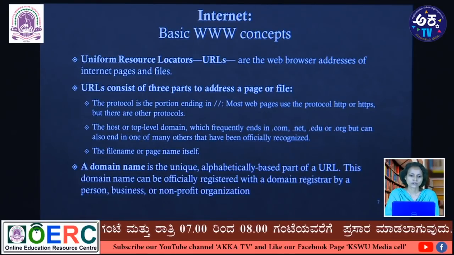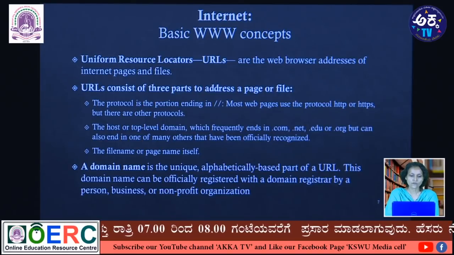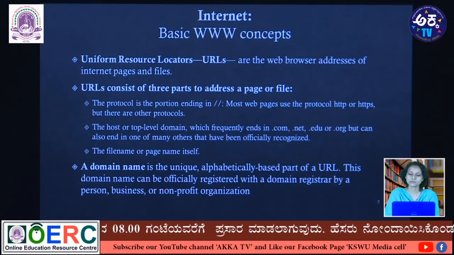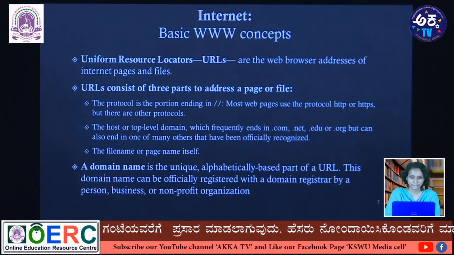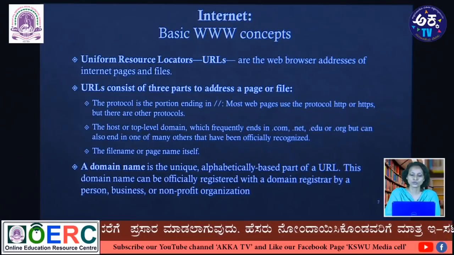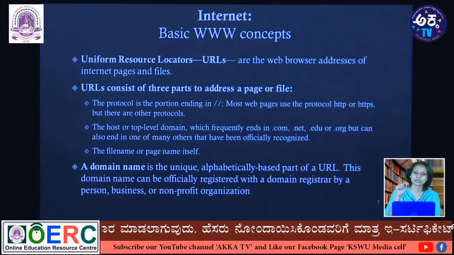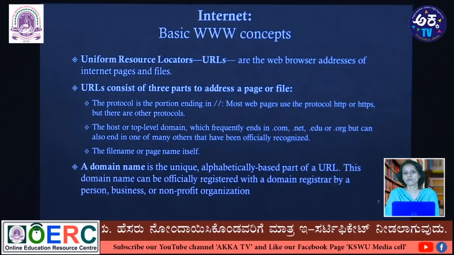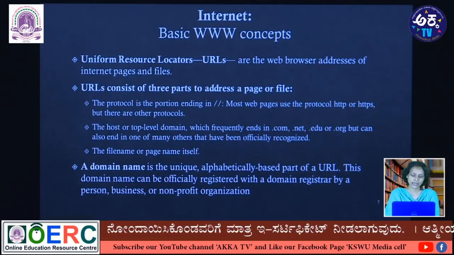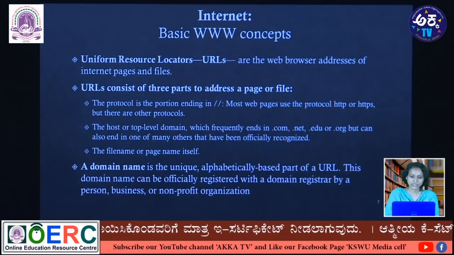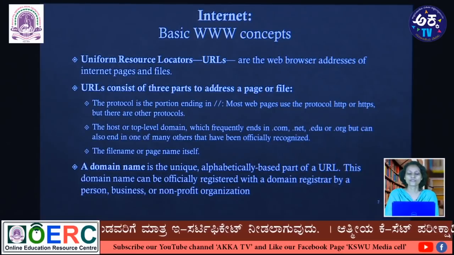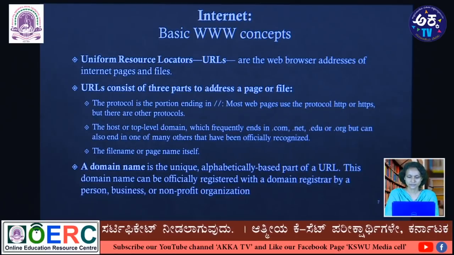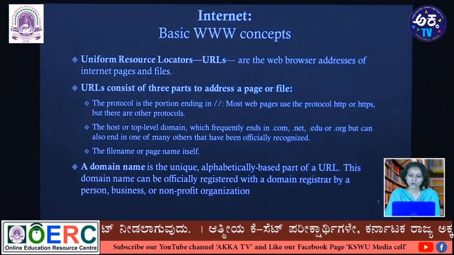So these are two parts of the URL, and the third part is the website name, that is the file name or page name itself. In this case the page name or website name is KSWU followed by the extension .ac.in. We will see what that AC stands for and what this IN stands for in our next slide. So these are the three different parts of any URL or website address. Hope that is clear. And next we'll move to the domain name.